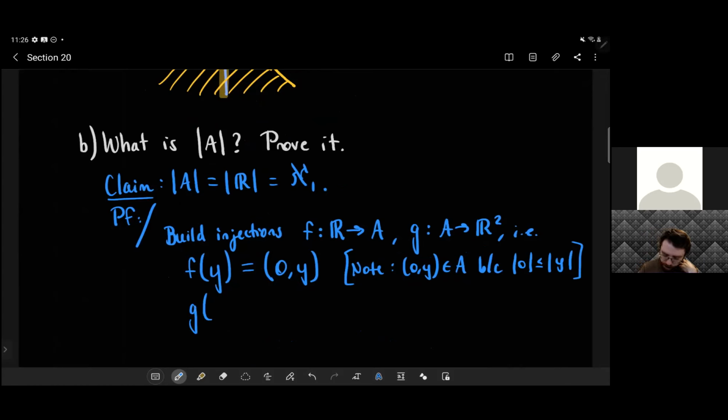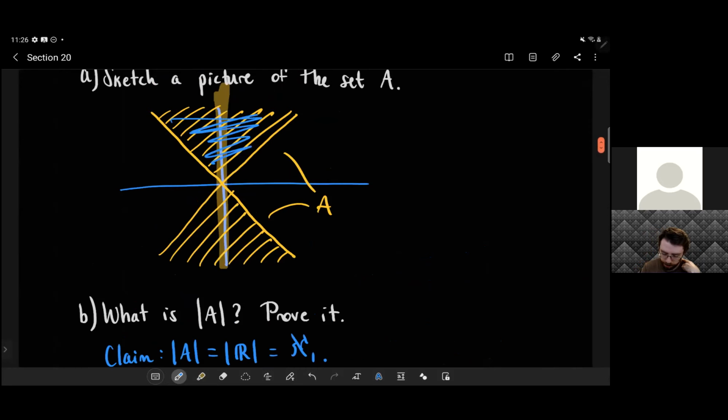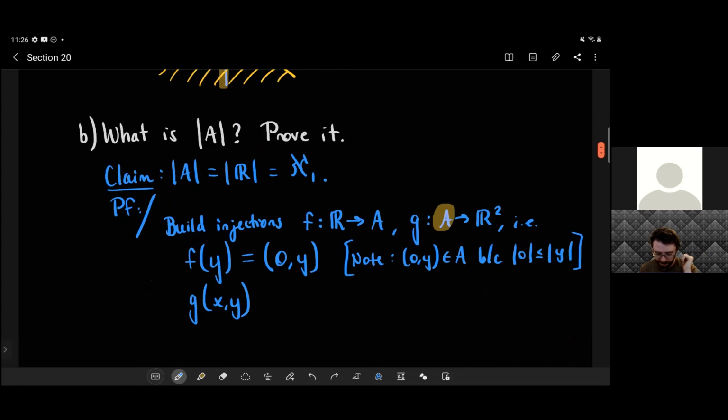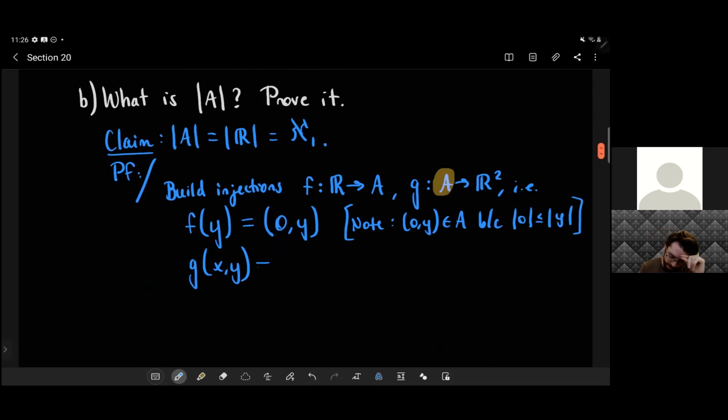What do we want to define G as? G says we're taking something in A, so call it (x, y), something within this hourglass shape. And what do we want to spit out? Well, we're allowed to spit out anything in R². So sometimes the obvious ones are the hardest to think of. It's already in R². Sort of define the identity function on R². Just spit out the same point. Totally fine.